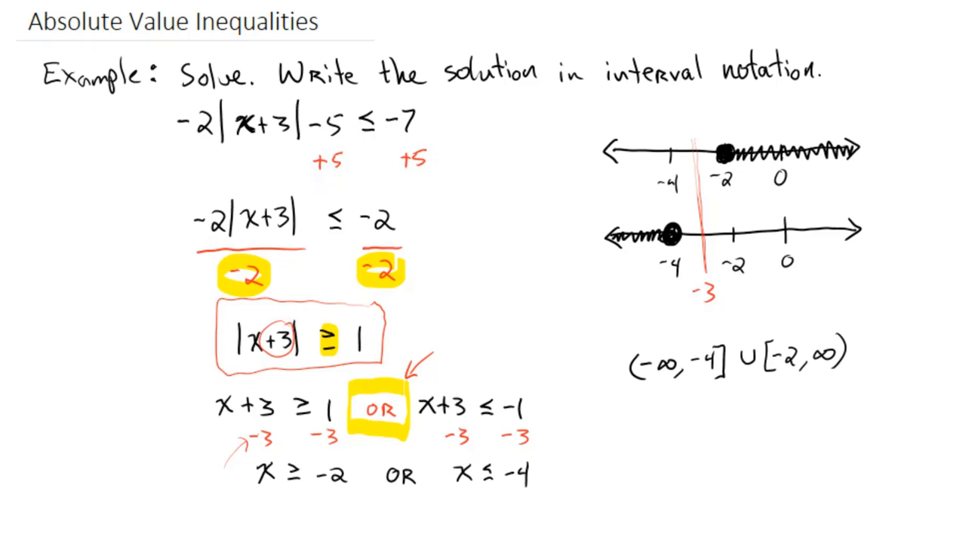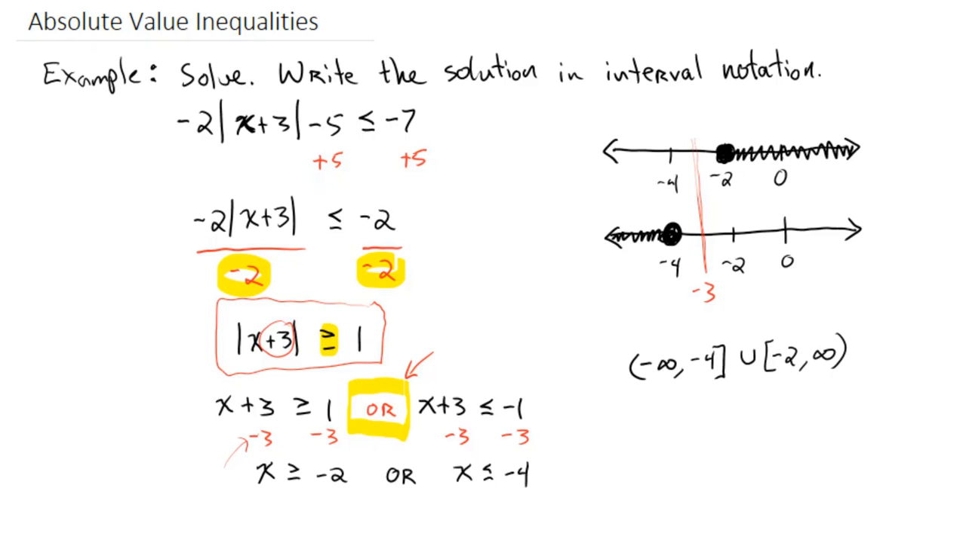Hopefully you can see why that is, because if we're talking about the distance something is, the greater distance something is 1 unit from negative 3. That's what all this is saying. Hopefully it's making sense to you.